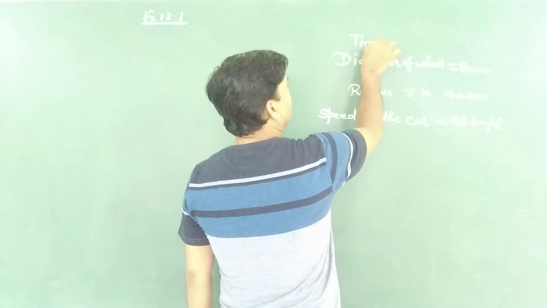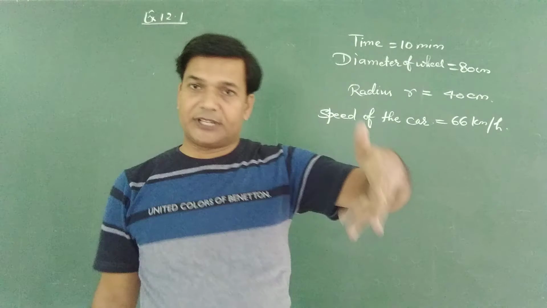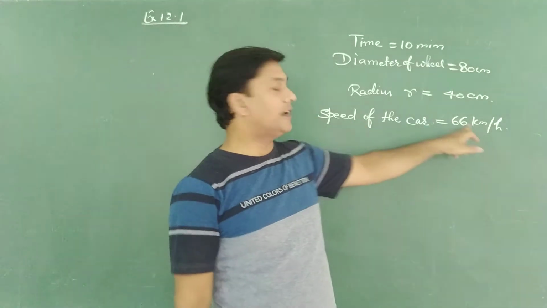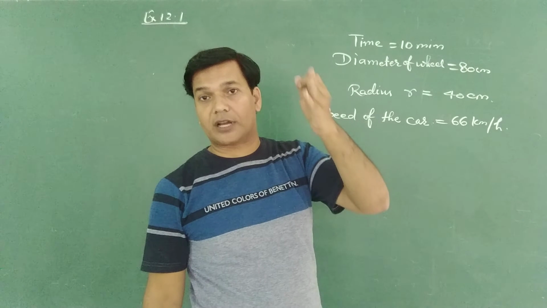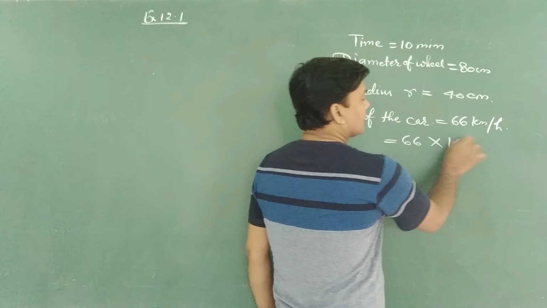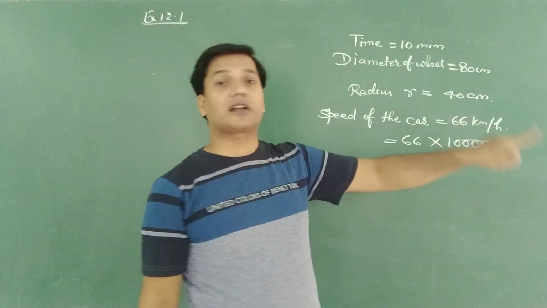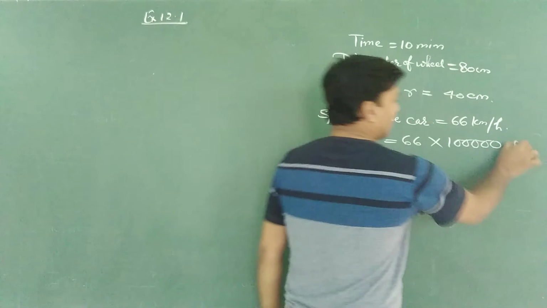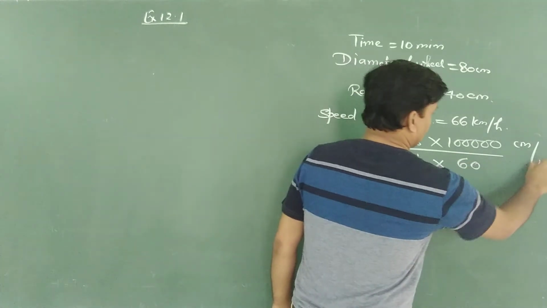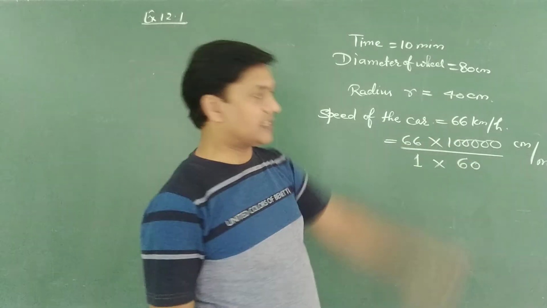The time is 10 minutes. Since the radius is in centimeter and the time is in minutes, I am going to convert this speed into centimeter per minute. So we know that 66 kilometer, if we multiply by 1 lakh, the kilometer converts into centimeter. And in 1 hour, we have 60 minutes. So now the unit is centimeter per minute according to the conversion.